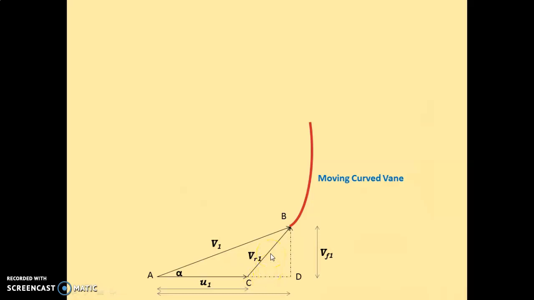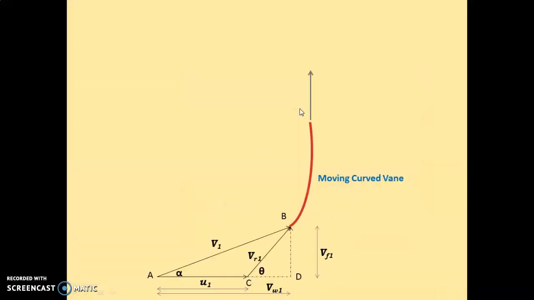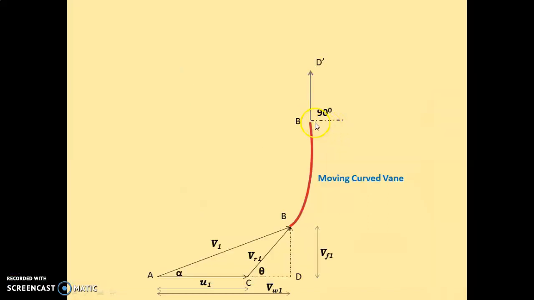Okay, now if you go to the outlet, what does the question say? The jet leaves at an angle of 90 degree to the direction of motion of vane at the outlet. Okay, so this is the motion of vane in the x direction, and the jet leaves the outlet at an angle of 90 degree. Okay, now B dash C dash represents the relative velocity VR2.